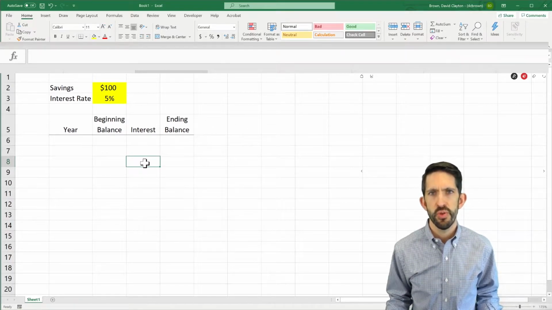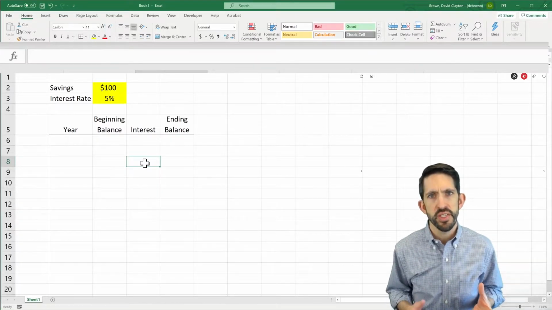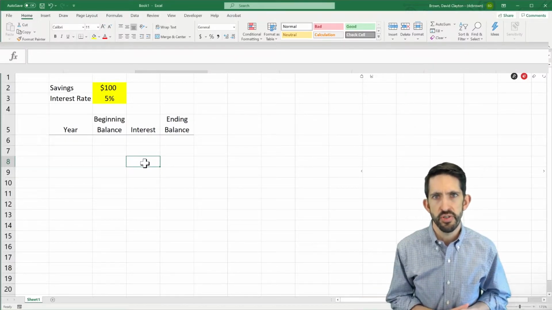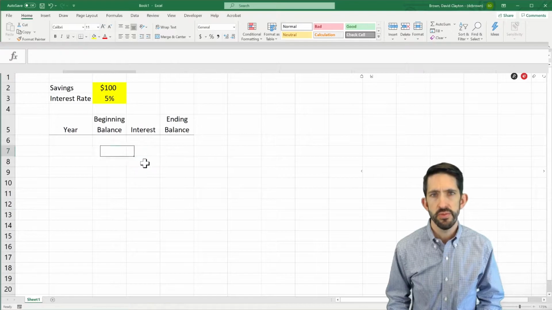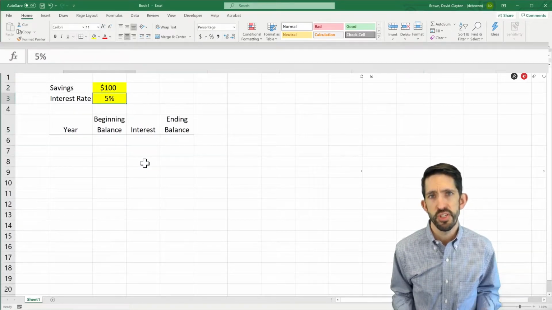This video is going to walk you through how to track balances in your models and also how to use different types of interest rates, both effective annual rates and annual percentage rates, as you translate yearly interest rates into monthly interest rates.